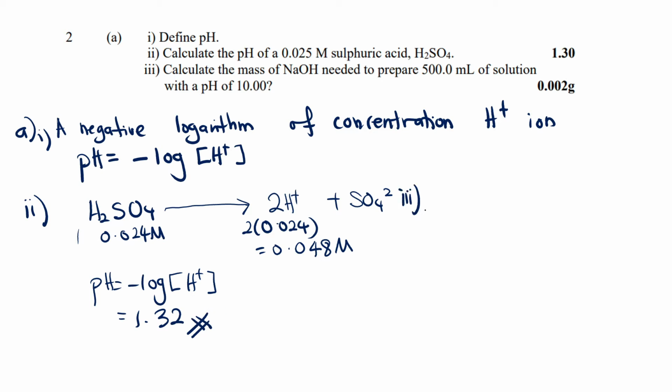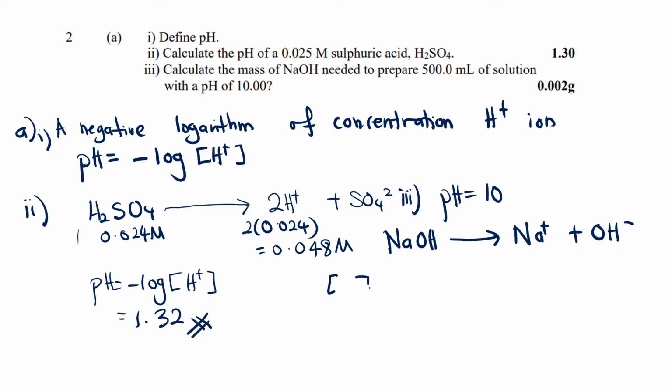Next, calculate the mass of NaOH needed to prepare 500 ml solution with pH of 10. Here, sodium hydroxide is given pH equal to 10. Sodium hydroxide is a strong base, so it will dissociate into Na plus and OH minus. We can calculate the molarity of NaOH. The molarity of NaOH is equal to number of mole over volume.